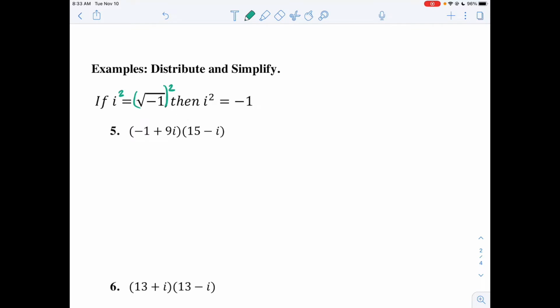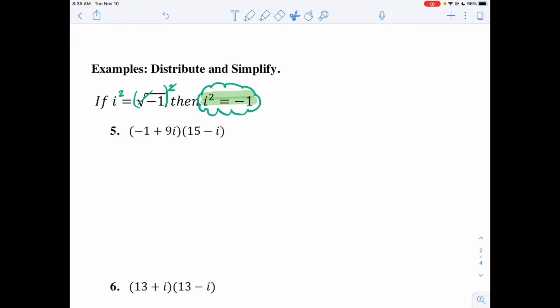Because if we take the square root of -1 and square it, remember that square roots and squares cancel each other, so I'm just left with a -1. So this is going to be important as we start multiplying. I'm going to go ahead and put a cloud around that and also highlight it. So that's how important it is to remember. Let's go ahead and look at our first example.